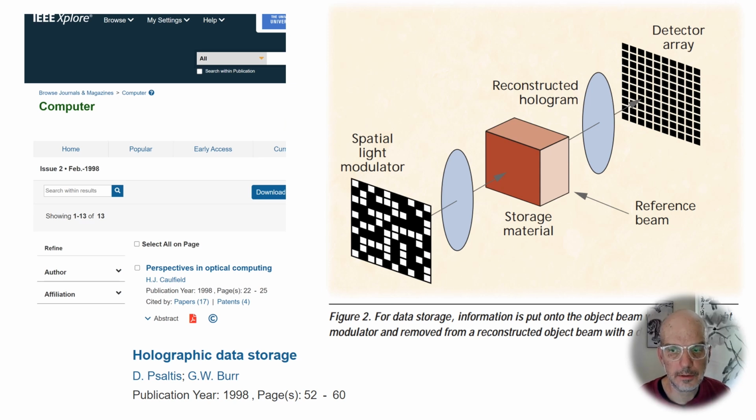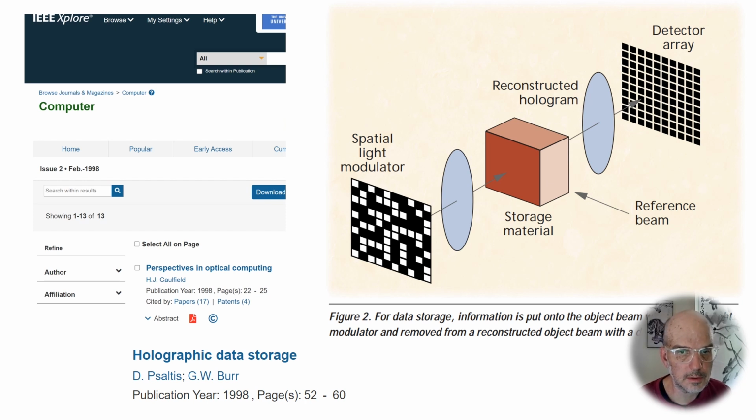Here we're looking at a figure from a paper on the topic of holographic data storage written by Dimitri Psaltis and Jeffrey Burr. The paper appeared in a special issue of IEEE Computer Magazine a quarter century ago. The special issue was on the topic of optical computing.